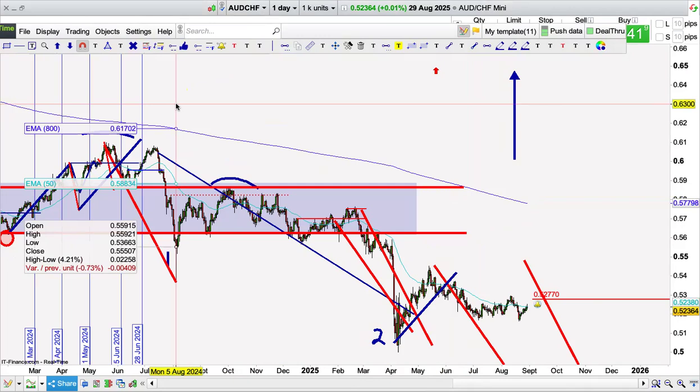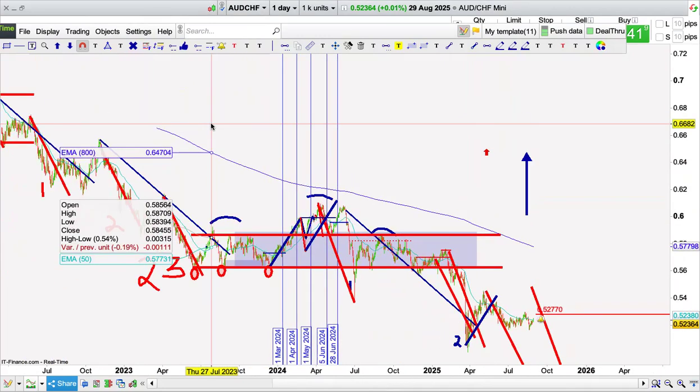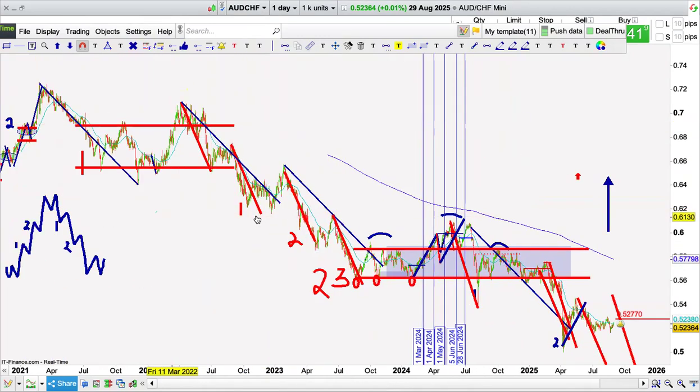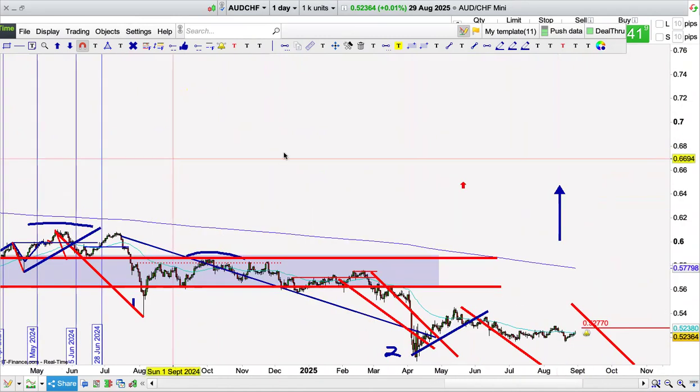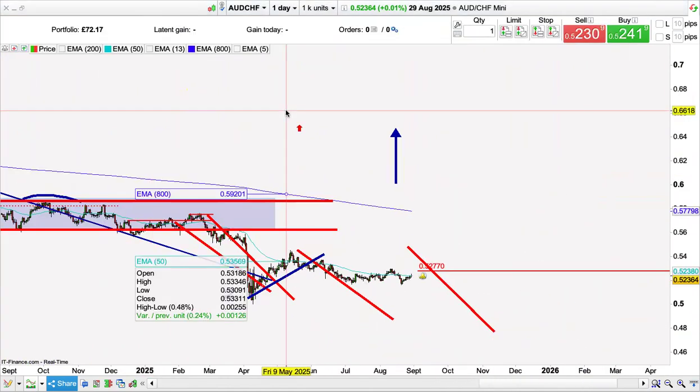AUD CHF, again, not the prettiest, but you can see the pattern I'm looking for. Level 1, level 2, peak formation low. Not a great deal to see, not trading it personally.